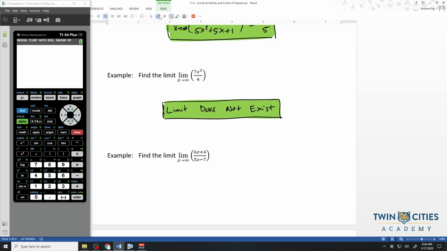And the last one like these, I've got highest power on top is 1, x to the first power. Highest power on the bottom is 1, x to the first power. So then I look at the leading coefficients. The ratio is 6 on top, 5 on bottom. So it'd be 6 over 5. The limit as x approaches infinity of the whole thing here, 6x plus 4 over 5x minus 7, this whole thing will go to 6 over 5.